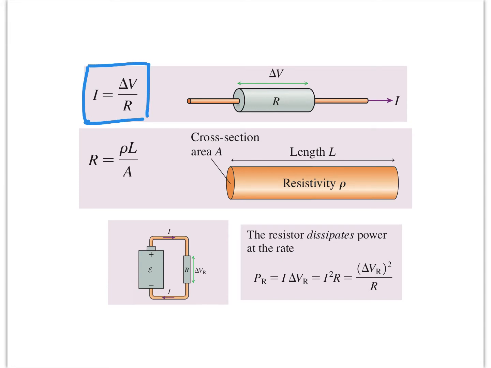Now the resistance depends upon two things. One is the resistivity, which is a material property. Good conductors have low resistivity; bad conductors have high resistivity. The resistance of resistors depends upon the resistivity, but also the length and the cross-sectional area. And we'll use this in a couple of different ways.